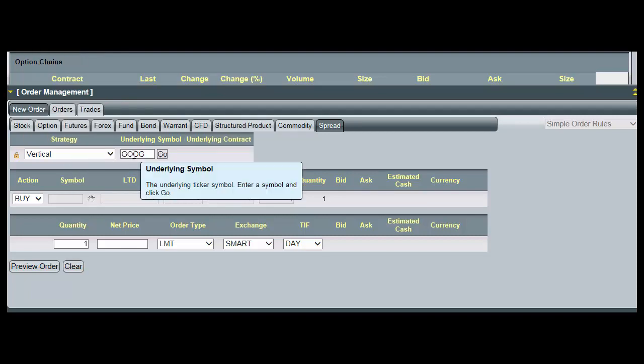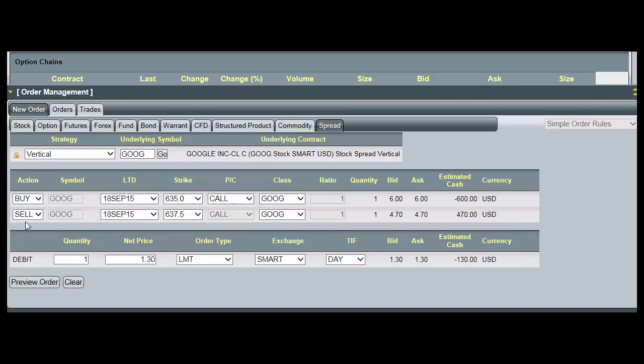So it's Google. We're going to type in here, and you can see two orders are automatically going to populate up here. So we're going to use the 635, 650. This is a real trade we're going to place, and we're going out to December. And you can see here the first trade is to buy the Google December 15th $635 call option.